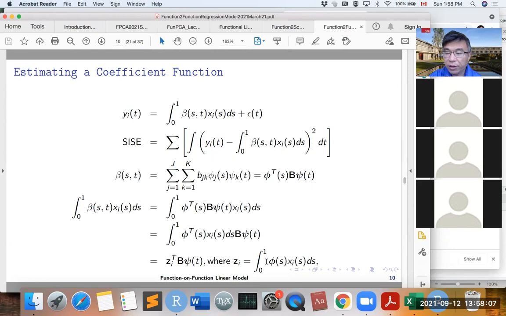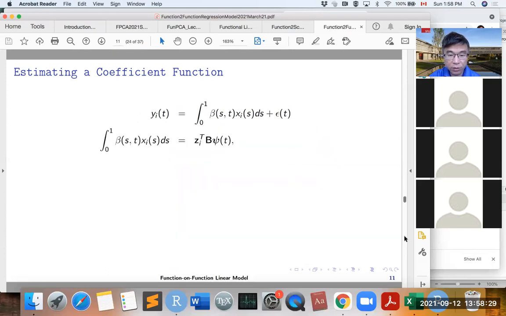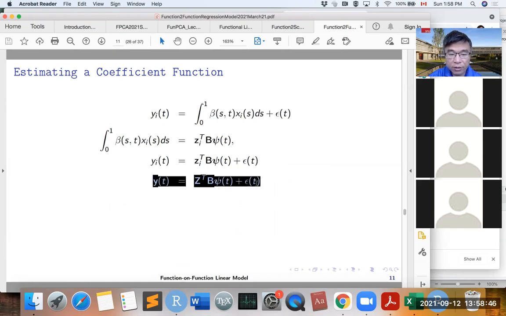And so then we know x_i(s), we know the basis function phi(s), so then we can calculate this integral and get a z_i. Okay, so then we will have z_i times B times psi(t), and then we can write down the model. So we write down the integral in this form, and then we can write down this complicated integral model by this vector form. Okay. So then we write down this vector matrix form.